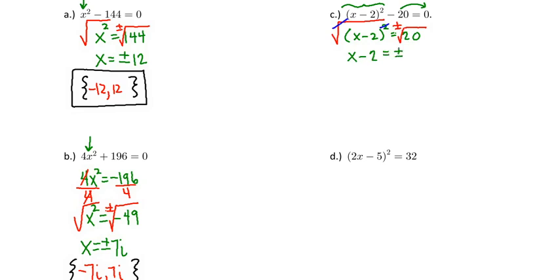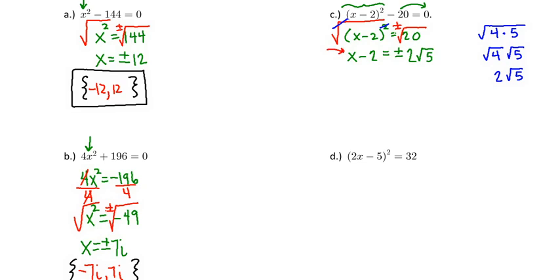Now on this side, we need to simplify the square root of 20. Let's think of the square root of 20 as the square root of 4 times 5. Then we can split up our radical, square root of 4, square root of 5, and reduce it to 2 square root of 5. So the square root of 20 is going to be plus or minus 2 square root of 5. Now, we have a little bit more work to do to isolate x in this equation as opposed to the previous examples that we worked.